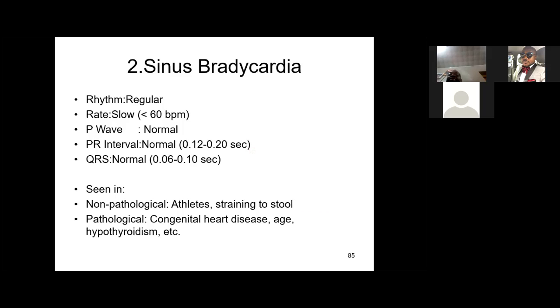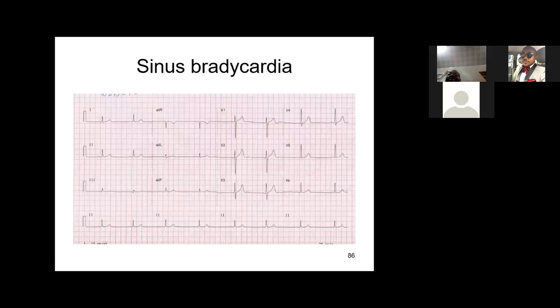Sinus bradycardia: the rhythm is regular, the rate is typically slow. All other parameters are normal. It may be non-pathological, seen in athletes and in people straining to stool. Pathological causes include congenital heart disease, age, hypothyroidism, etc. An example of an ECG with sinus bradycardia: note the number of squares between each R interval.